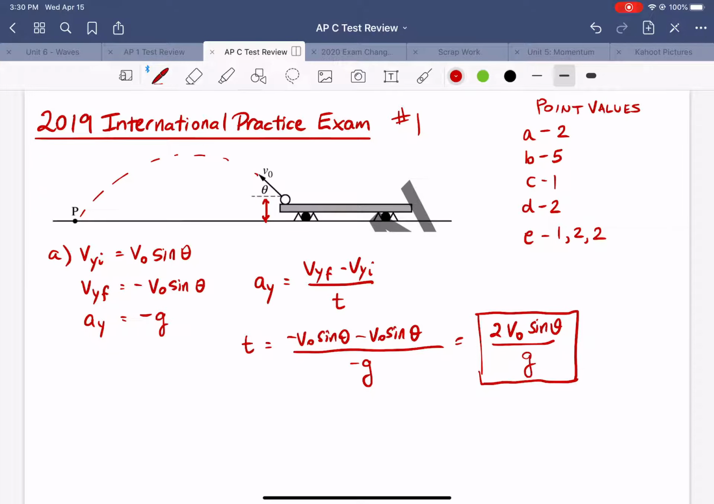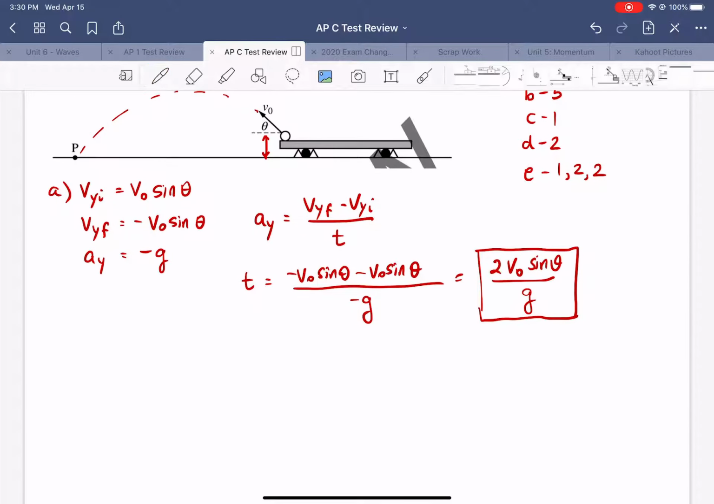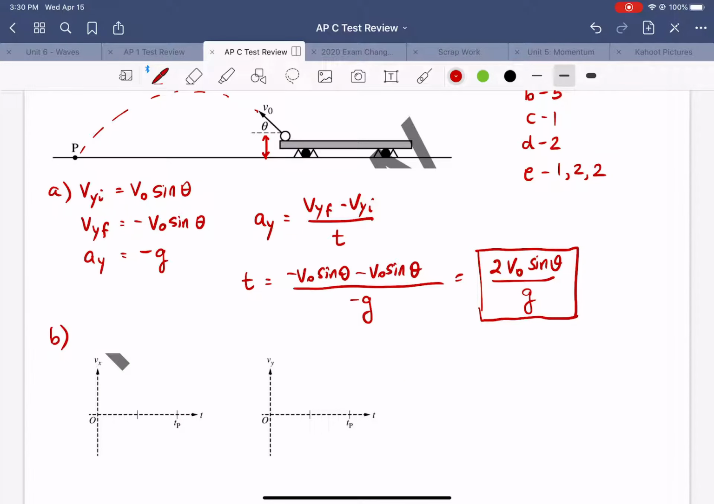Okay. Part B asks us to sketch the horizontal and vertical components of the velocity as a function of time, starting from when it's launched and ending when the projectile lands at point P. All right, so our axes look like this. So the thing to know here is that the horizontal and vertical motions are independent. In the horizontal direction, there is no acceleration because there's no force, so we are just going to have a constant horizontal velocity the entire time.